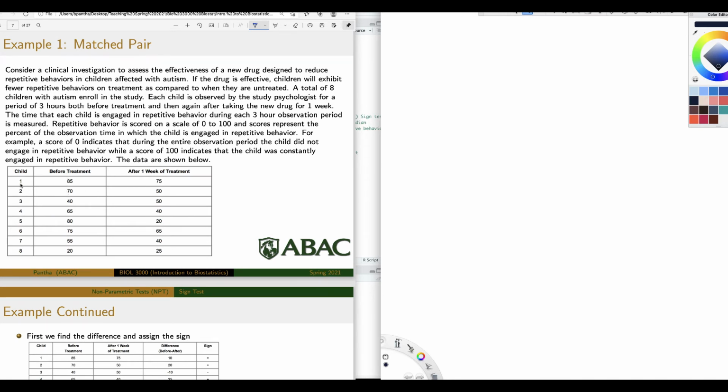The first child shows 85% of the time showing the repetitive behavior before treatment, and after treatment he was showing that in 75% of the time. Similarly, the fifth child was showing 80% versus 20% after the treatment, and the last child was showing 20% before the treatment and 25% after the treatment. So we want to see if the drug is really helping to reduce the repetitive behavior of the children with autism or not. Okay, that's our goal here.